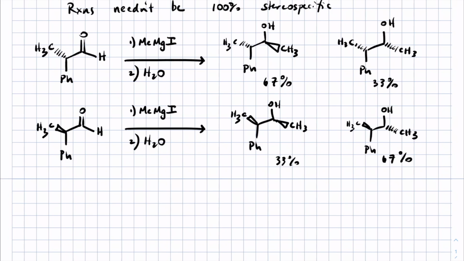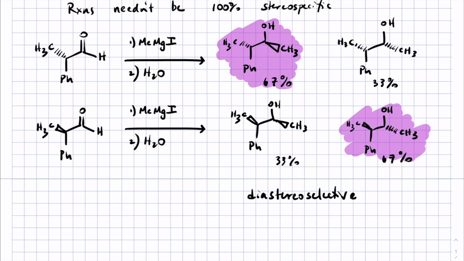Now, you would also call this reaction diastereoselective because there's one diastereomer that is preferred over the other. Okay? On the top, this is the diastereomer that's preferred. On the bottom, this is the diastereomer that's preferred.